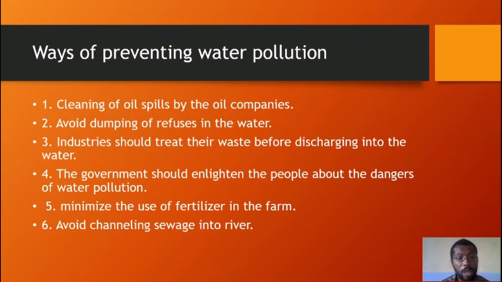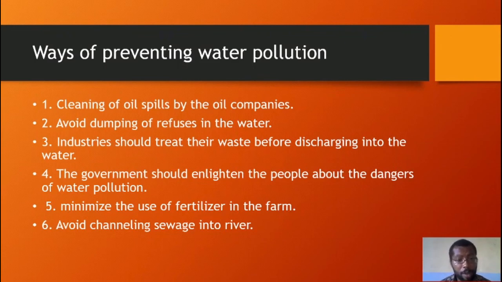Then number four, the government should enlighten the people about the dangers of water pollution. Yes, it is the duty of the government to teach people about water pollution. Tell people that it is not nice to dump refuse in the water. Tell people it is not nice to channel your sewage into the water. So the government should enlighten the people about the dangers of water pollution.